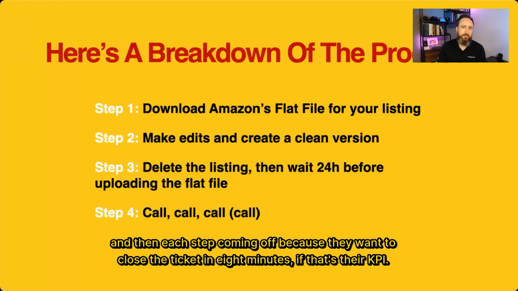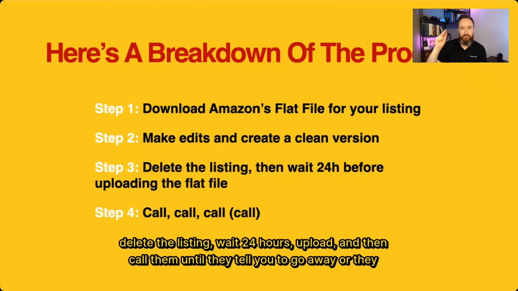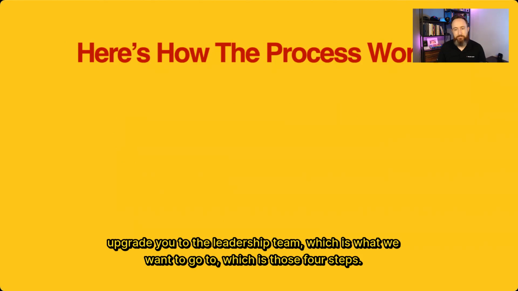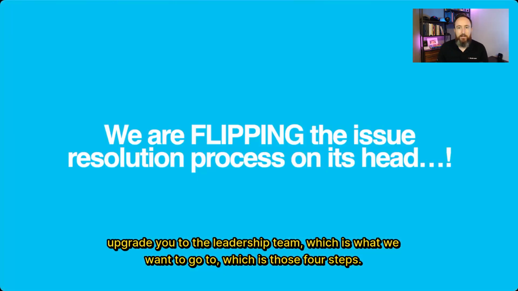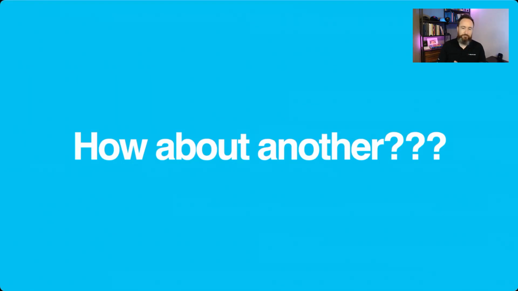That's their KPI. So if you want to take a screenshot, all you need to do is download Amazon's flat file, which is the category listing report, make edits, and create a clean version, delete the listing, wait 24 hours, upload, and then call them until they tell you to go away or they upgrade you to the leadership team, which is what we want to go to, which is those 4 steps. All right, so what we're doing is we're flipping the issue resolution process on its head. How about another?